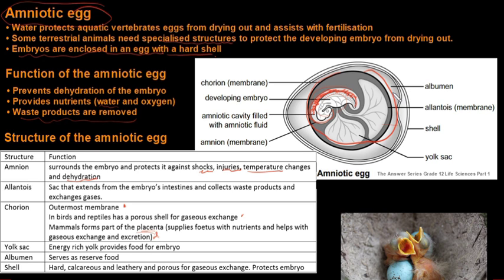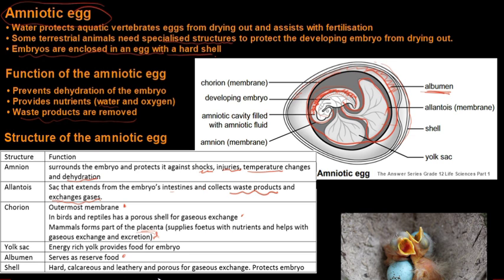Okay, then moving on to the albumin, which is this area over here. And the albumin, if you crack a chicken egg, that is the white portion, is the albumin. And it serves as a reserve food source with regards to proteins and water as well. Then the allantois, this membrane over here that you see, so it extends from the developing embryo outwards, and what this does is it is a sac that extends from the embryo's intestines, and it collects waste products, and it helps with gaseous exchange.